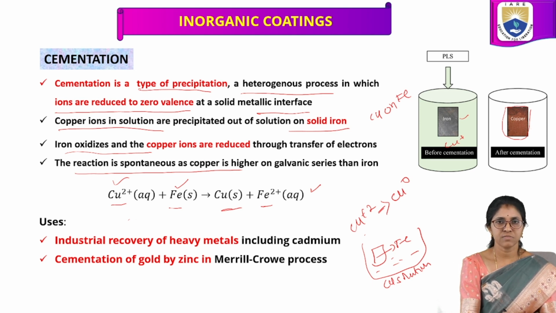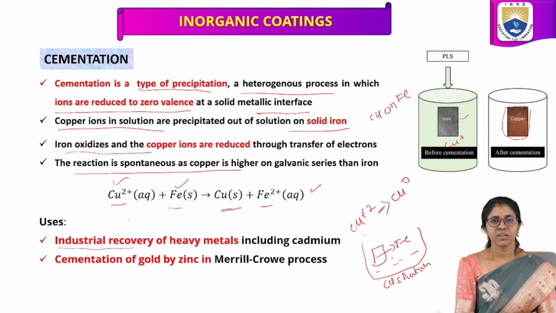So what are the uses of cementation? We can use this cementation process in the industrial recovery of heavy metals including cadmium, and in the cementation of gold by zinc in the Merrill-Crowe process.